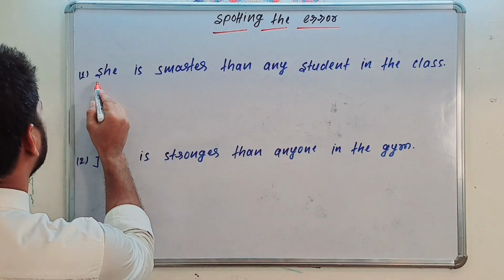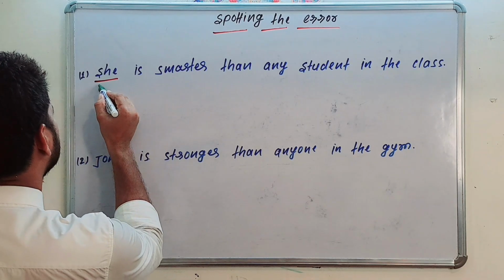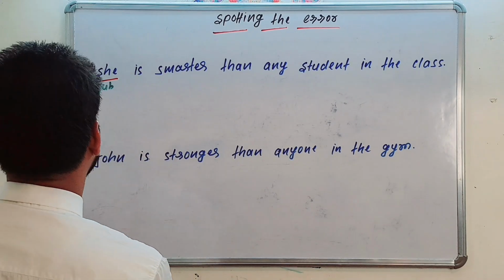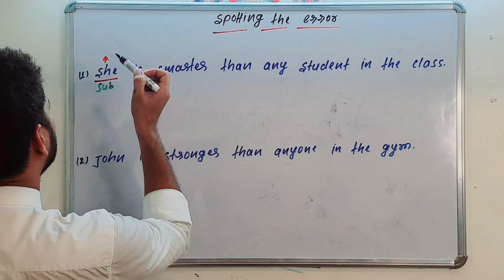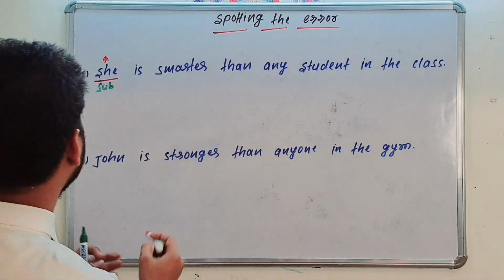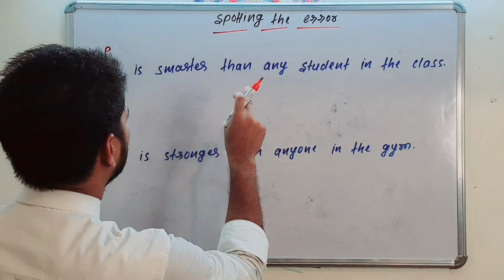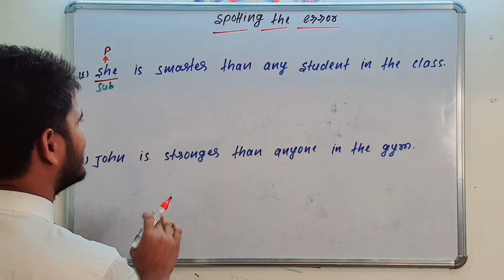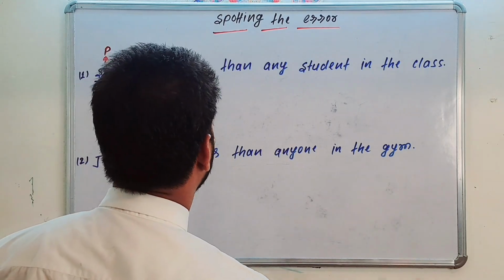Here, see. She, this is your subject, and also your pronoun. She is smarter than any student in the class. The first sentence and the second sentence, both are wrong, and you have to spot the error part.